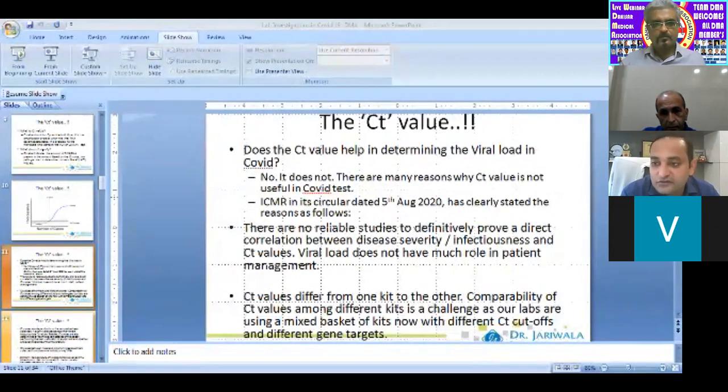The CT values done in different labs are specific for the kits being used by them. If you take lab A and lab B, there is going to be a vast difference between the CT values depending on what material they are using. So you cannot really compare the CT values between two labs. And because there are so many labs doing the COVID test, there cannot be any generalization with regards to the CT value. Next slide, please.